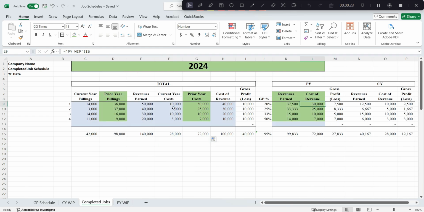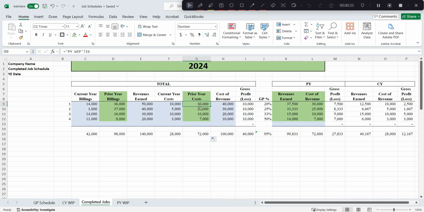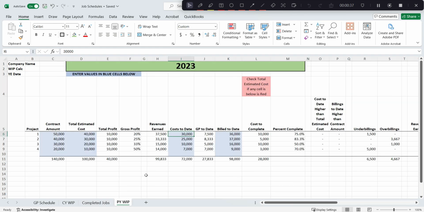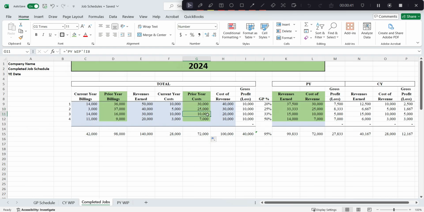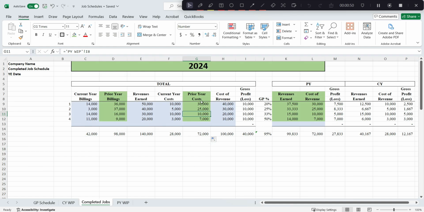We're in 2024. Job 1. We had cost to date through 2023 of $30,000. You see $30,000, that ties there. We're looking good. We had $25,000 in costs on job 2, $25,000. The same works for the other jobs. $10,000 and $7,000, $10,000, $7,000. We took the cost to date from the prior year and included it in this column here.